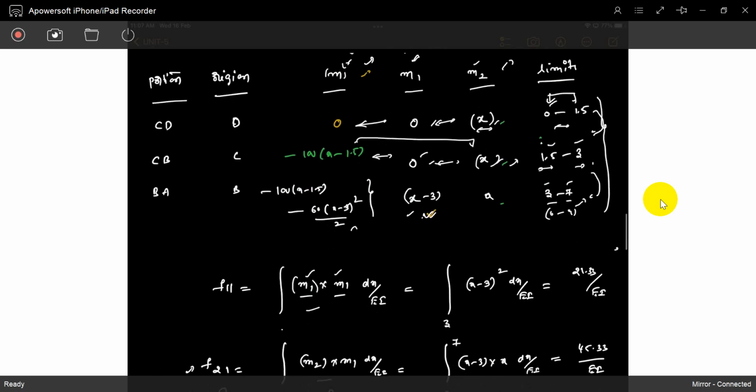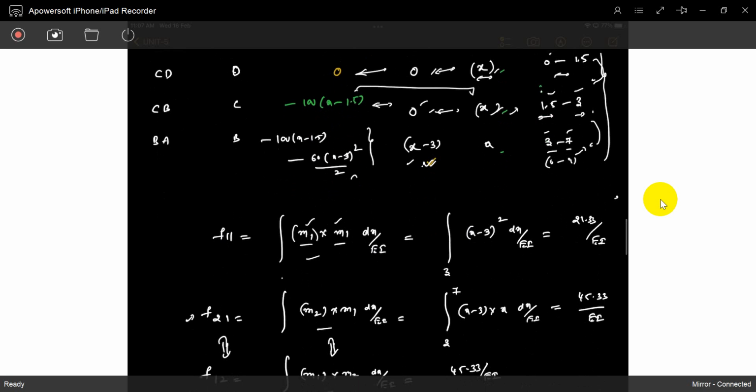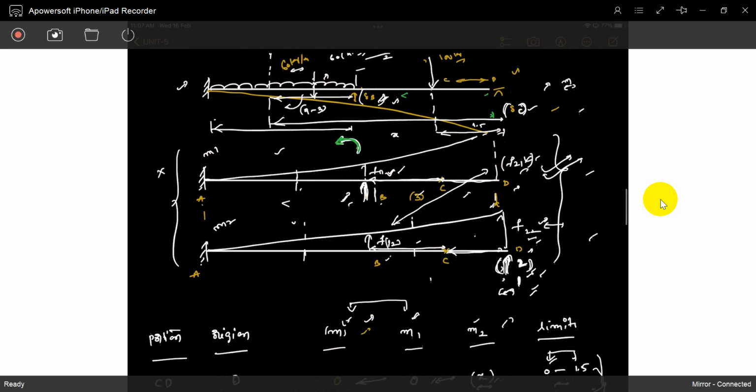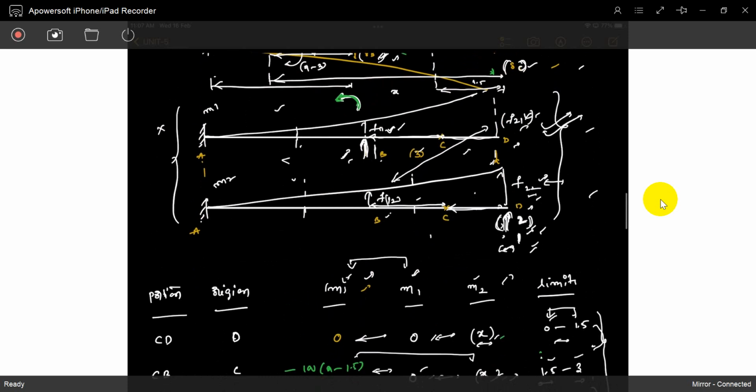Later, if you want F11, the deformation in the direction of 1 when the force is applied at one location, that is the integration of the bending moment of M1 effect and M1 effect. If you want another location, when the unit force is applied in the first direction, you write M1 and M2 effect. So in the total span, not only one part, you have to write the bending moment effect.